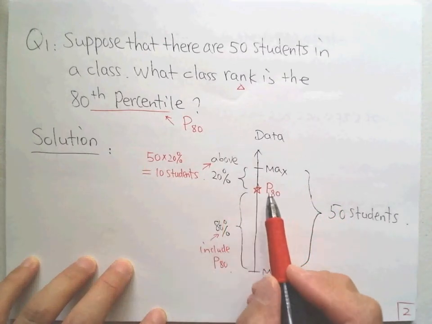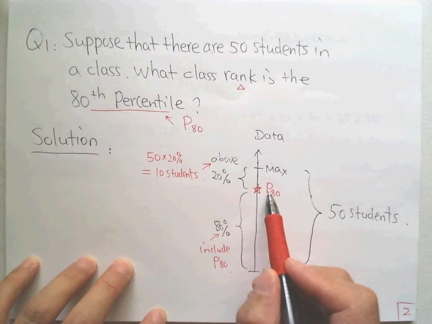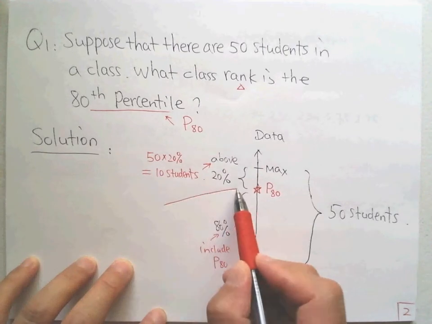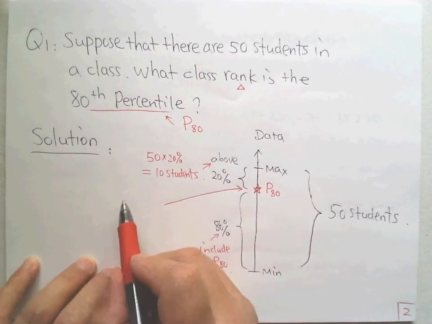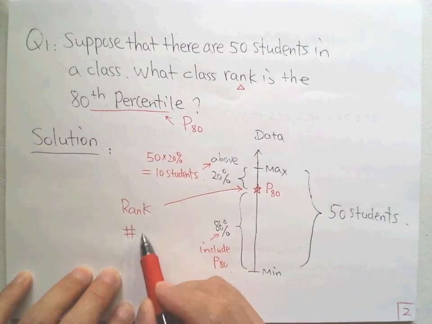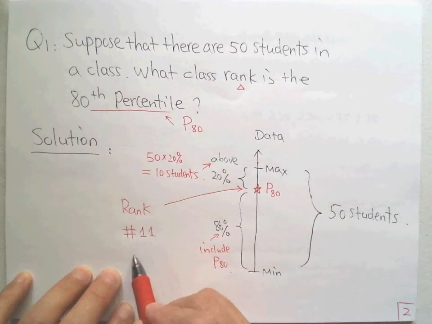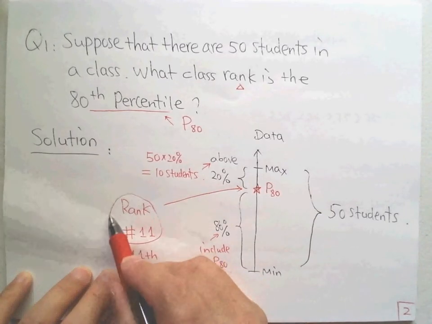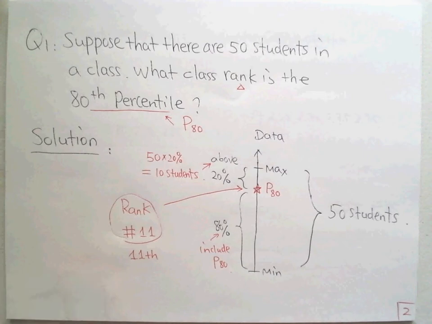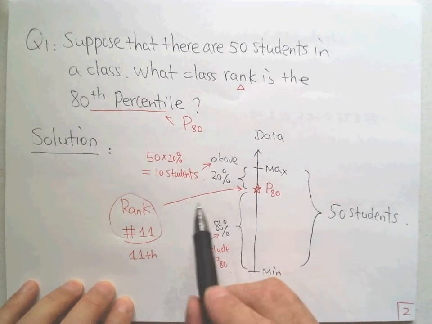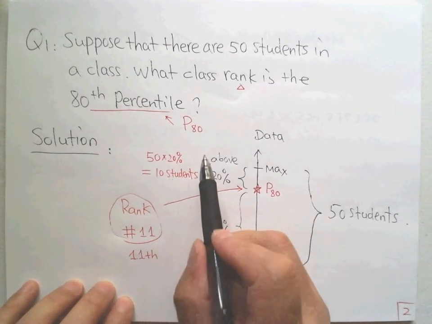10 students above P80 means the rank for these students is not the 10th, but the 11th. So now we can find it. The rank is number 11, or you call it the 11th. So this is the way we find that the rank is not number 1, not number 10, but number 11, because 10 students are above.